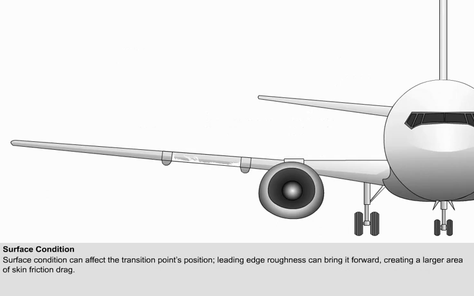First, the surface condition. The thin laminar layer is very sensitive to any irregularities. Roughness on the leading edge skin can cause early transition to turbulent flow, which fans out downstream, causing a marked increase in skin friction drag.